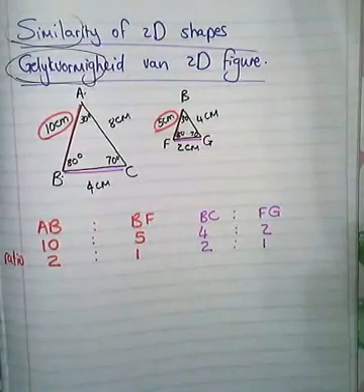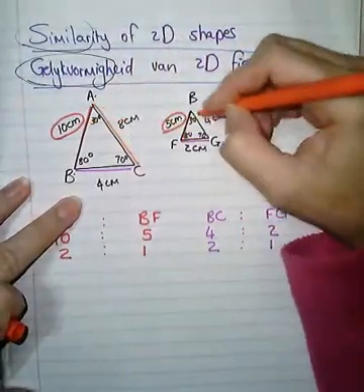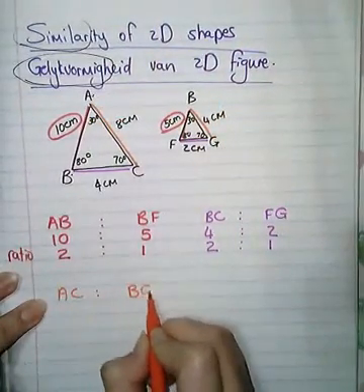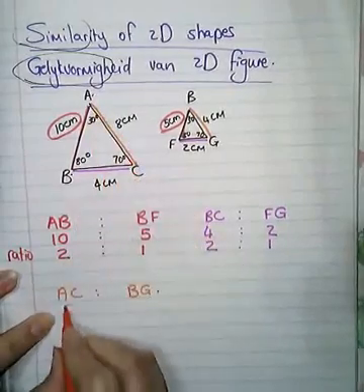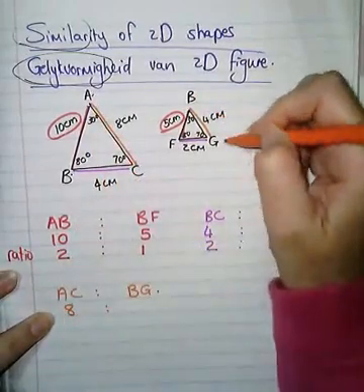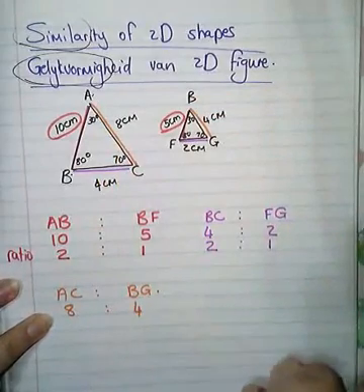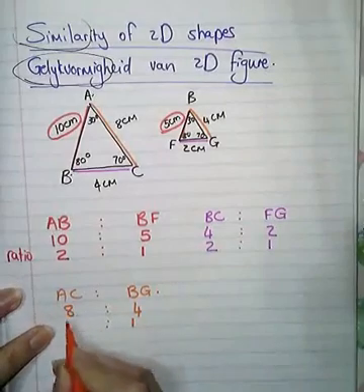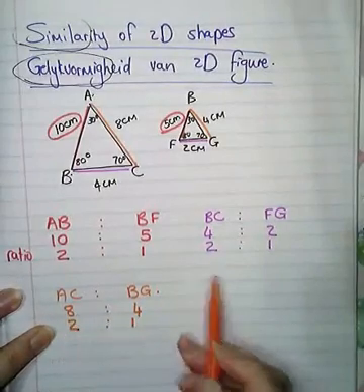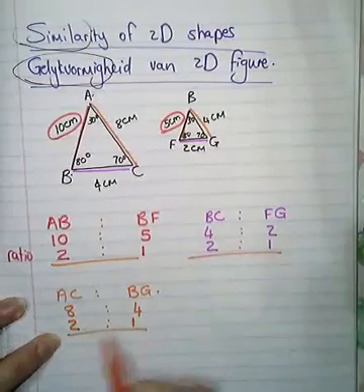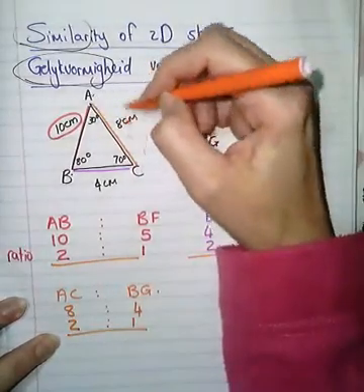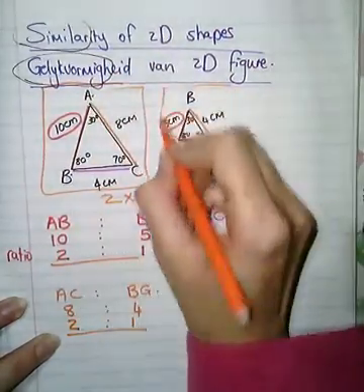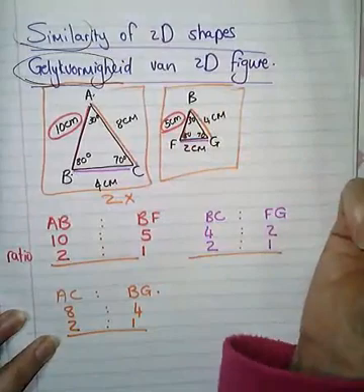Now, if we look at AC compared to BG, AC is 8 centimeters long and BG is 4 centimeters long. To simplify this, we divide that one by 4 to give us 1. Divide that one by 4 to give us 2. Again, the ratio is 2 to 1, which means this whole triangle is double the size of this whole triangle.